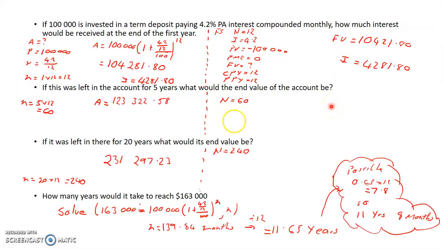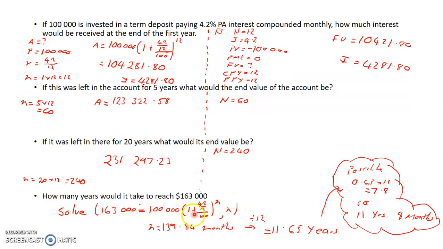If this was left in there for 5 years, the only difference is now your N is going to be 60 because it's 5 years times 12 in a year, and you end up with $123,322.58, either way that you do it. For 20 years, your N is going to be 240 because it's 20 years times 12 times in a year. All the way through, your R value still would have been 4.2 divided by 12 if you did it by the formula, and it still would have been 4.2 if you use Financial Solver on your CAS.